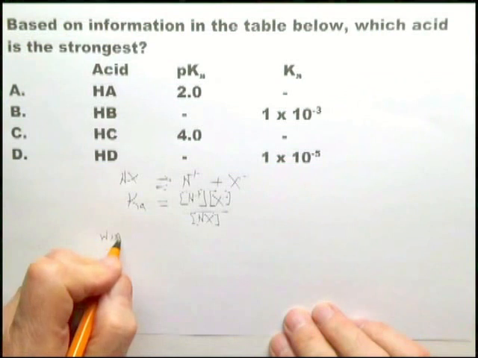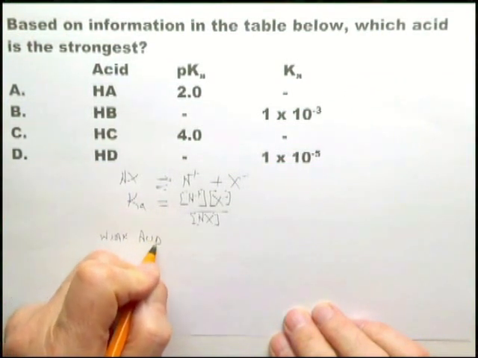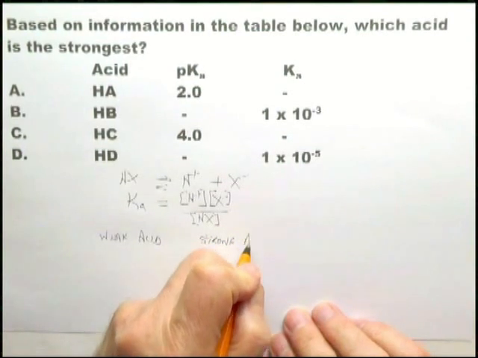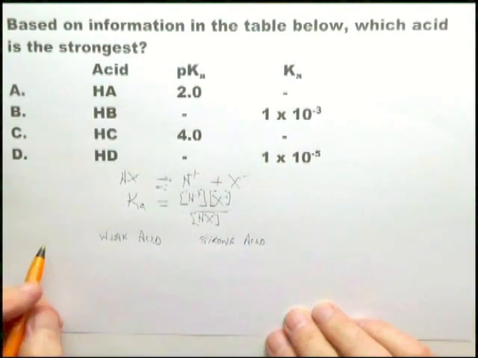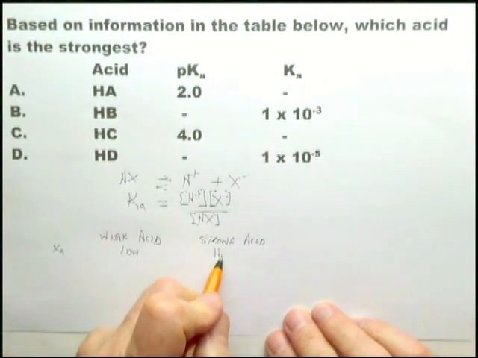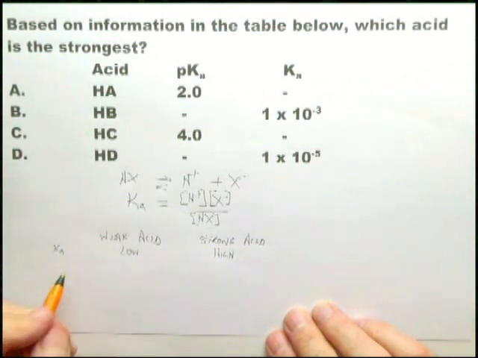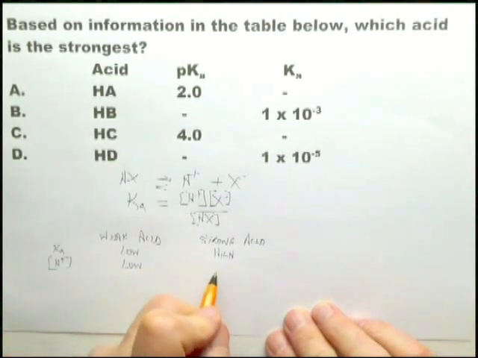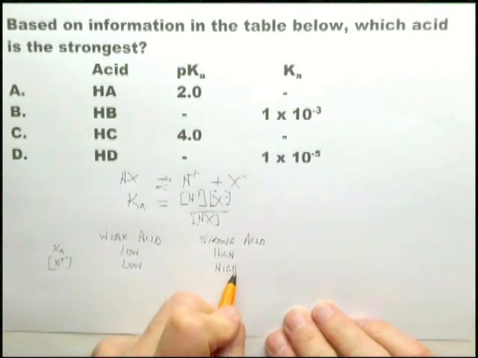Weak acid. Go through that again. And a strong acid, Ka equals 1 times 10 to the minus. Let's look at the Ka. Ka is low for a weak acid and high for a strong acid. Therefore, look at the concentration of H+. It's low for a weak acid and high for a strong acid.